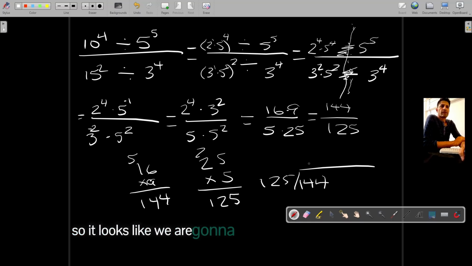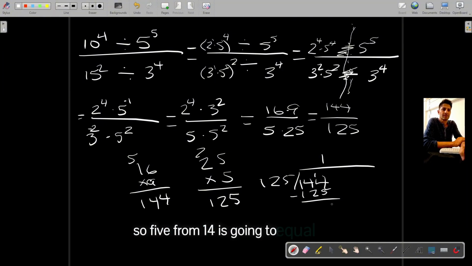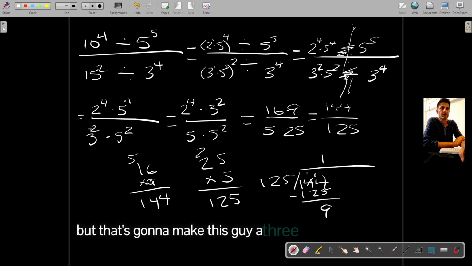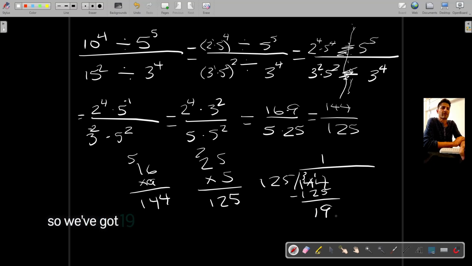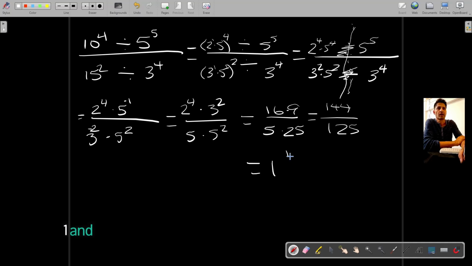So it looks like we are going to have 1, and what's left over, we'll borrow from this guy over here. That's going to be 14 because this is minus, right? So 5 from 14 is going to equal 9. But that's going to make this guy a 3. And so, 2 minus 3 is going to be 1. And then those equal 0, so we've got 19. So your answer is going to be 19 over 125. 1 and 19 over 125.